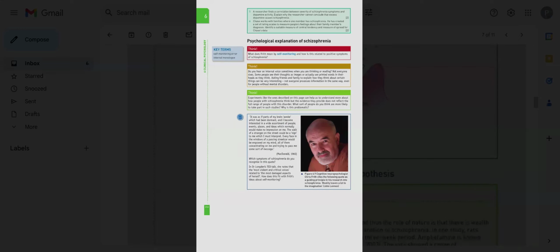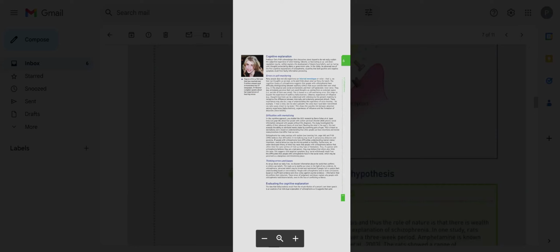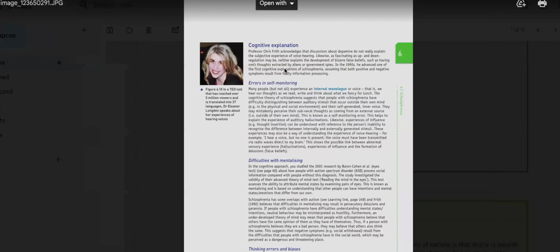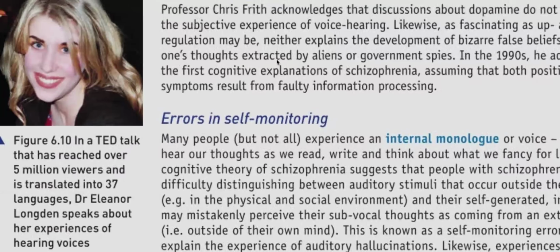Okay. But on the other hand, when we talk about psychological, that is to do with the brain, or that is mostly to do with the psyche, right? So it's all psychological explanations. It has nothing to do with your biology or your genetics or your biochemical treatments, etc. So the one that we'll be looking at right now is cognitive explanation.